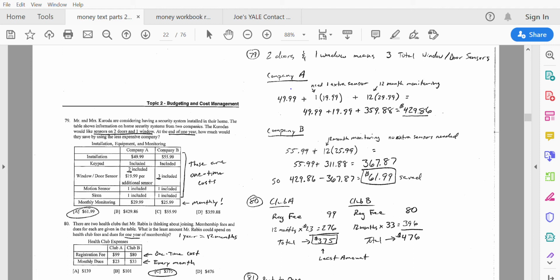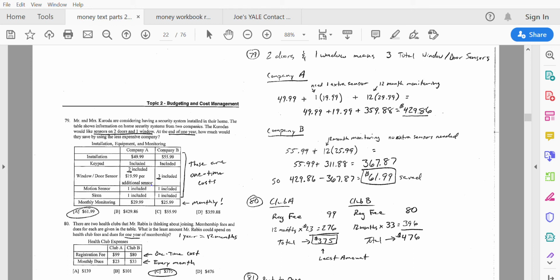So let's take a look at company A. Okay, so you look at the chart here. They have installation, or to put them in, are these costs. The keypad's included, so you pay nothing. Window and door sensors. So it doesn't matter if you have a window or a door, there's a certain cost. So it could be 2 windows and a door, 3 doors and a window, whatever, they cost the same for a window or a door. Okay, this couple wants 2 doors and 1 window, which is a total of 3. So they want 3 of these sensors.